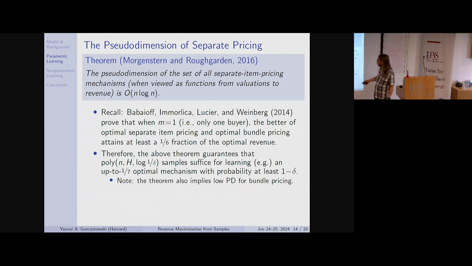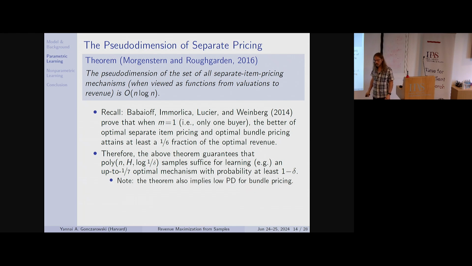What do you do? You take sufficiently many samples, you take the better of the empirical best separate item pricer and empirical best bundle pricer. You're guaranteed that this will give you an approximation that's close to 1/6. Here the epsilon that I chose is the difference between 1/6 and 1/7.